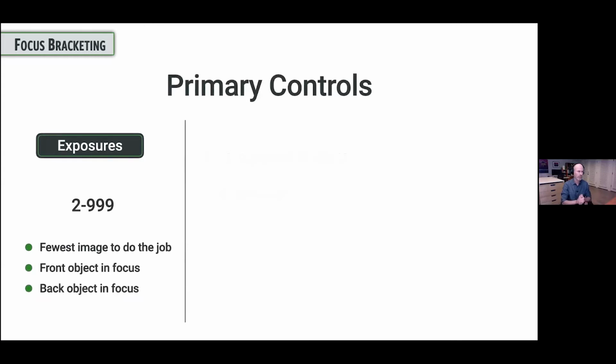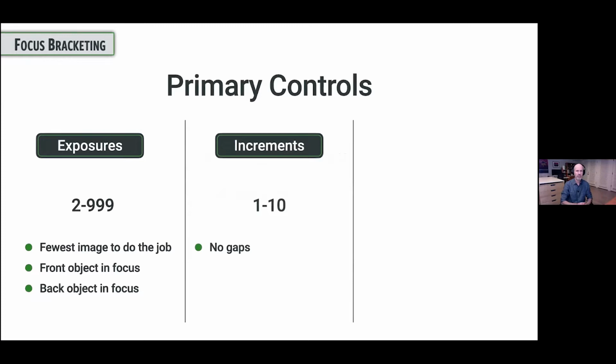Now, if you do have this feature in the camera, there is going to be some primary controls. The first is the number of exposures. How many exposures do you want to shoot? And the correct number is the fewest to get the job done. You want to make sure that the front object is in focus as well as the back object. It could be anywhere from 2 images to 1,000 images.